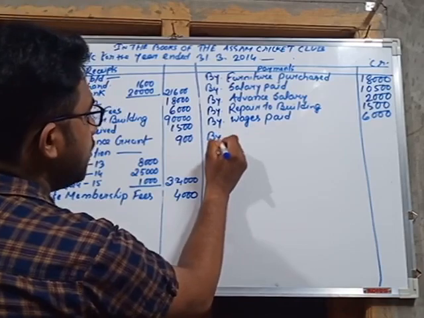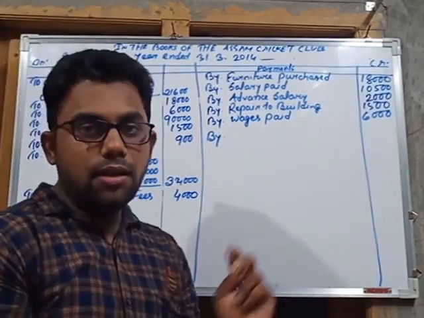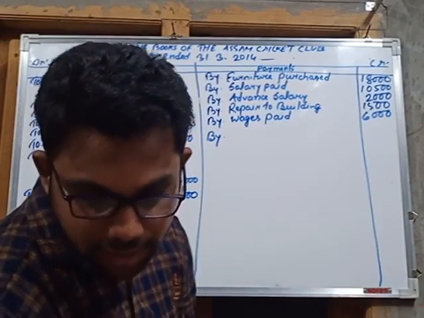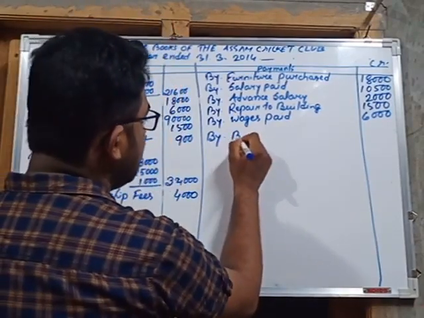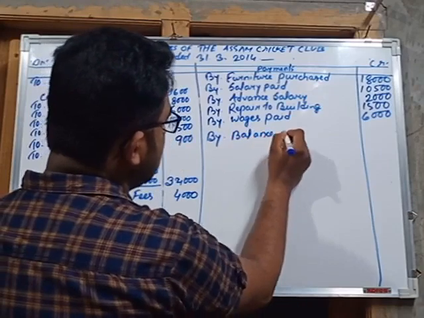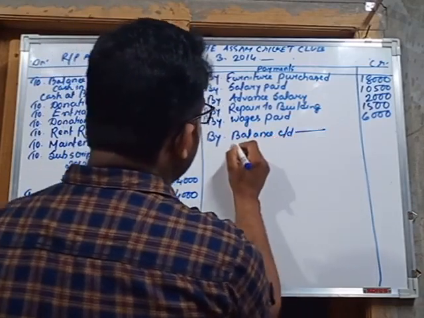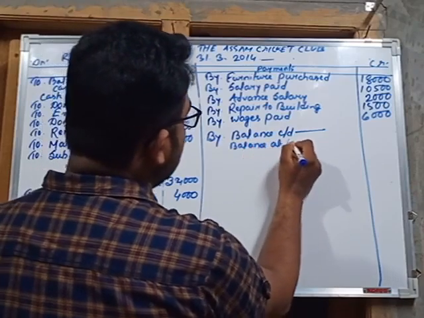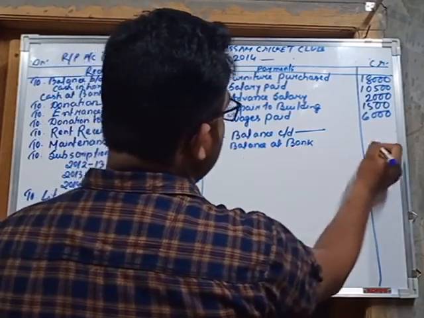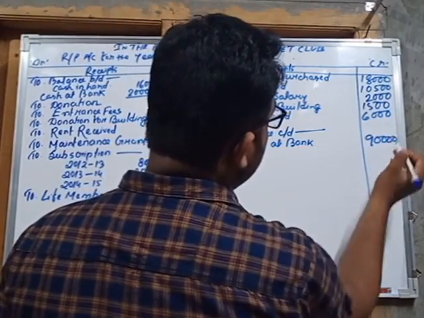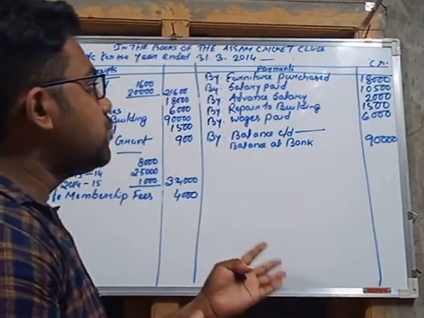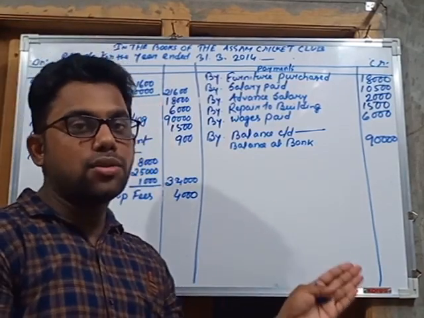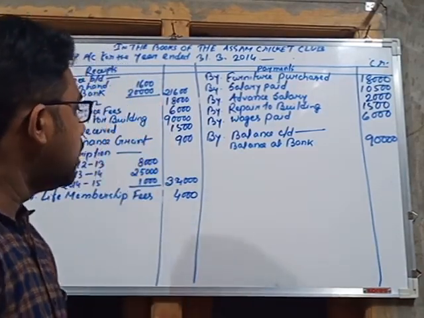Next, what we need is the balance at the end of the year, whether it is a cash balance or bank balance. As in our question it is given as bank balance, to balance at bank, rupees 90,000. So all the items we have recorded in our receipts and payments account. Now we have to balance both sides. Let's start.